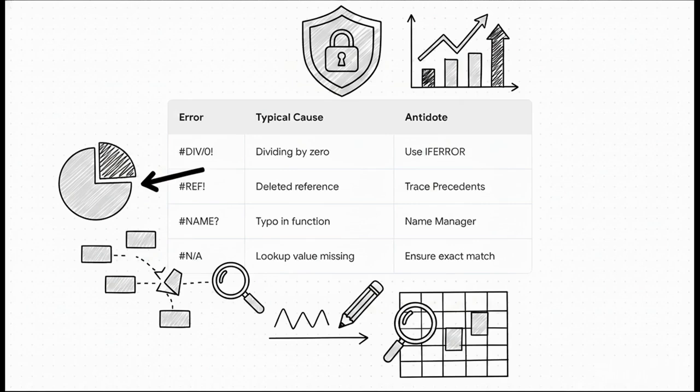Just use the Trace Precedents auditing tool to follow the dashed lines directly to the broken link. And if your INDEX MATCH lookup returns an #N/A, it means your target value isn't there, so you just need to check for hidden spaces or typos in your source data.